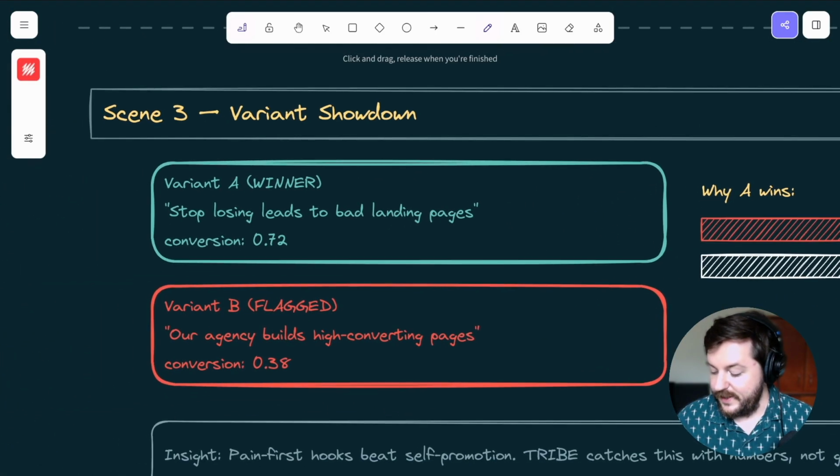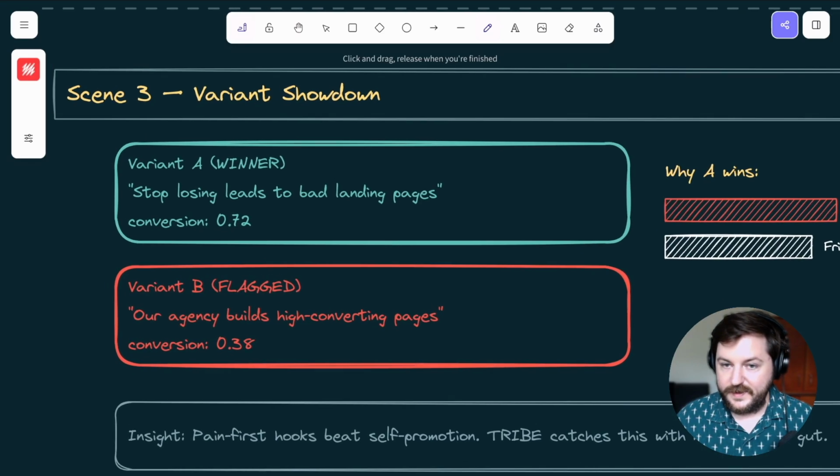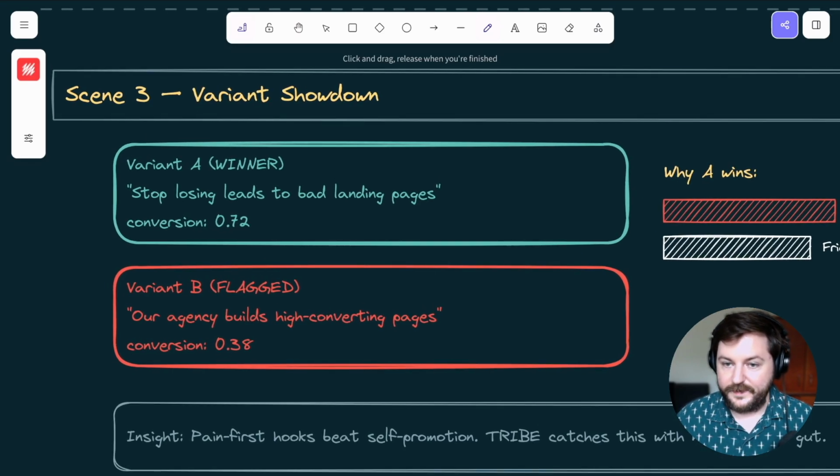Here's a quick little recap of the variant showdown. Marketers, we split test everything, right? What's better, chocolate or vanilla? We'll test it. In this case, that's specifically what we're doing here. So through the AI output, that last step that we went through, we're then going to determine a winner. So variant A and variant B, okay?